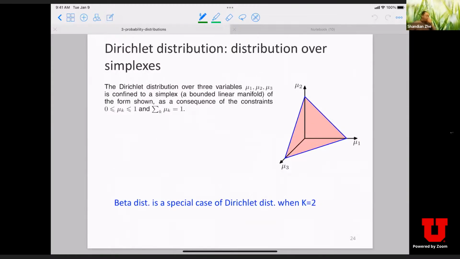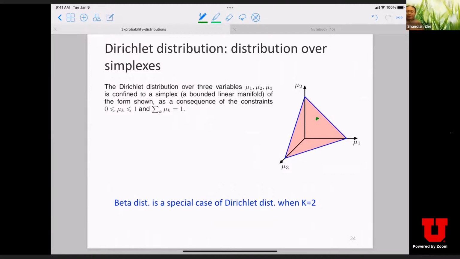And from a geometry point of view, the Dirichlet distribution essentially samples points on simplexes. You can view a simplex as a kind of linear manifold, but in three-dimensional space, it's just a plane. Every point in this plane represents a probability vector, meaning that every element in this point is non-negative, and their summation is 1. So that's why people also say the Dirichlet distribution is a distribution over simplexes.